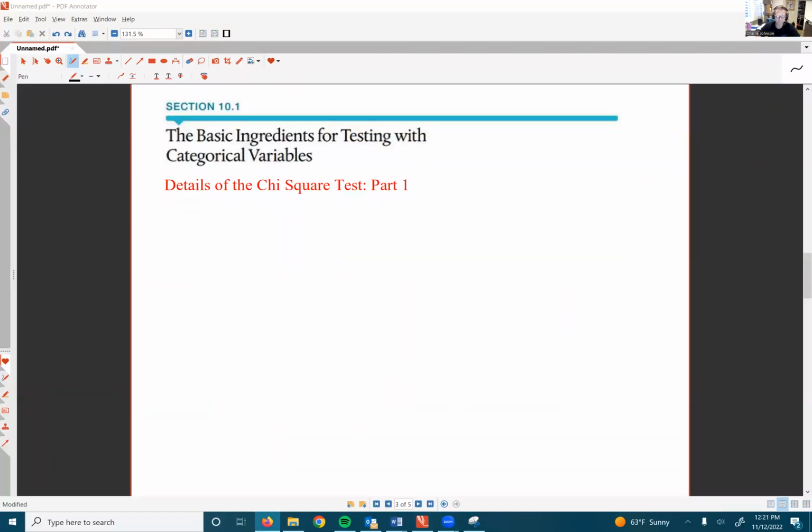Hello, statistics students. Here's another video on the basic ingredients for testing with categorical variables. This video covers the details of the chi-square test, part 1.